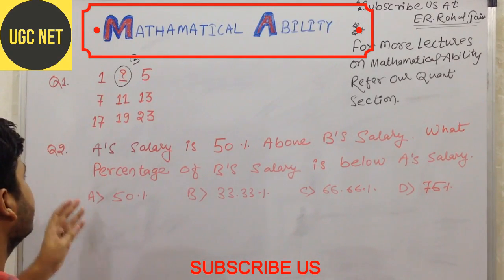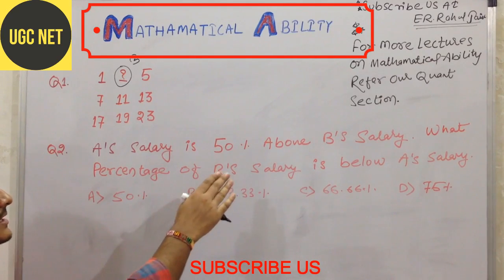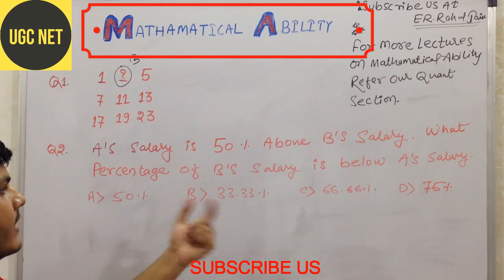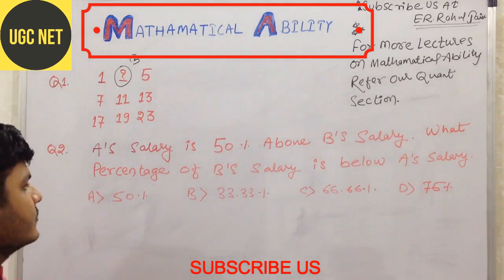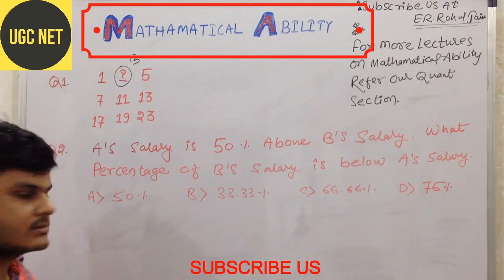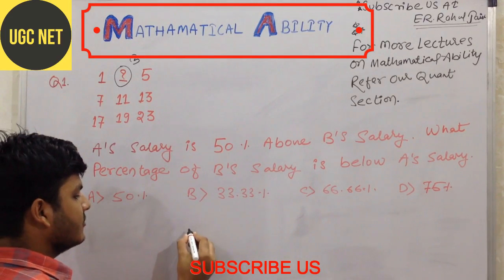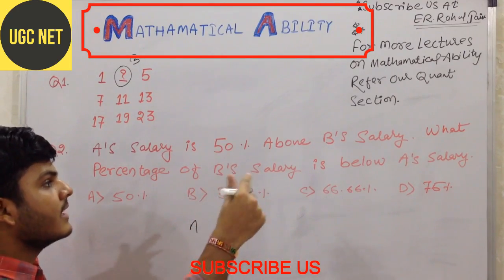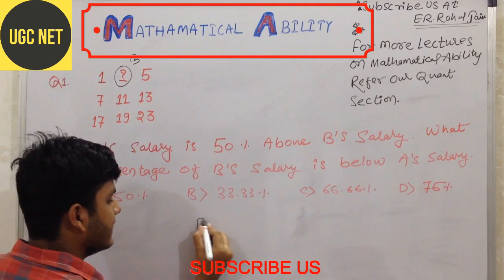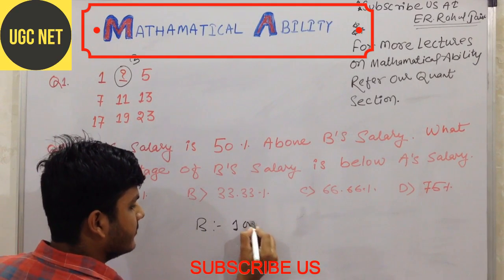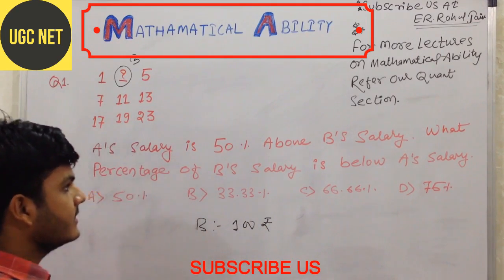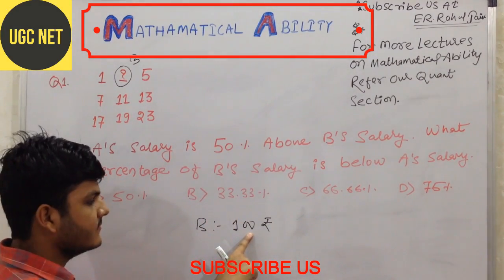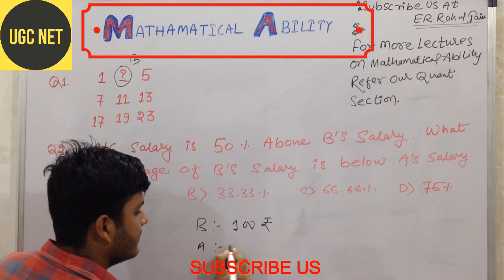Now question 2: A's salary is 50% above B's salary, and what percentage of B's salary is below A's salary? We have to find it. So this type of question is also asked. Suppose A's salary is 50% above B's salary, and suppose B's salary is 100 rupees. Then what will be A's salary? A's salary is 50% above, so 50% of this is 50. So A's salary should be 150 rupees.